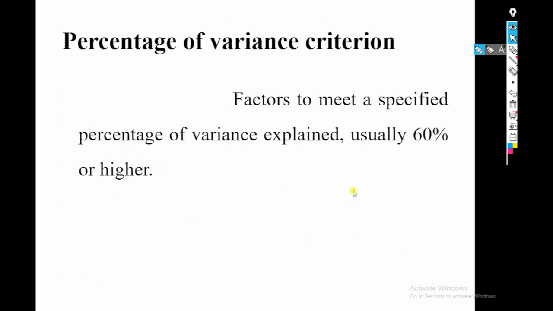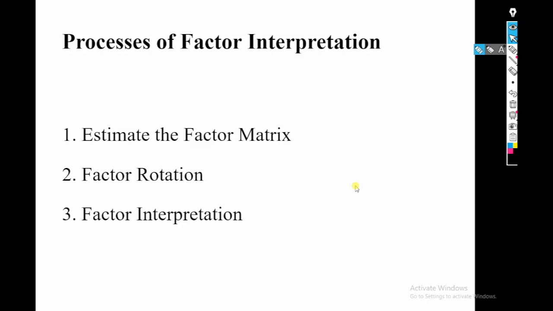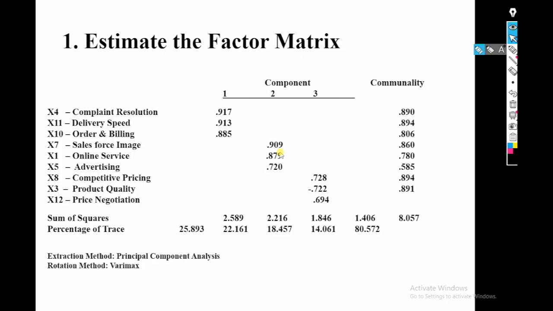Now after this comes the process of factor interpretation. Here we estimate the factor matrix. I'll discuss factor rotation and factor interpretation. So what does that mean? I'm explaining one by one what the factor matrix means. So this is the factor matrix.